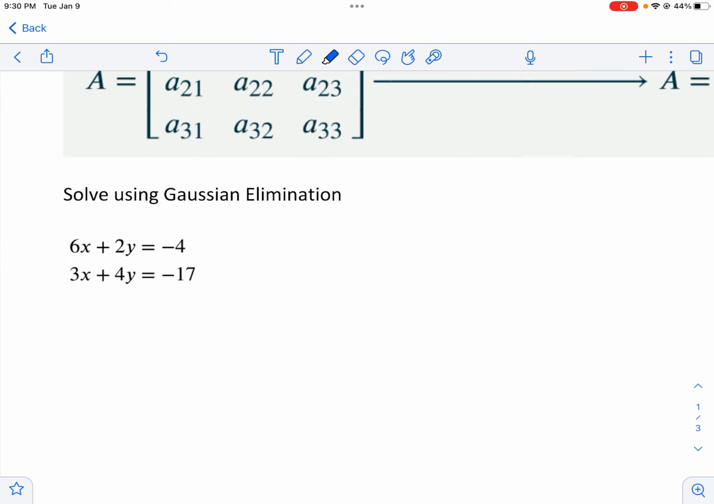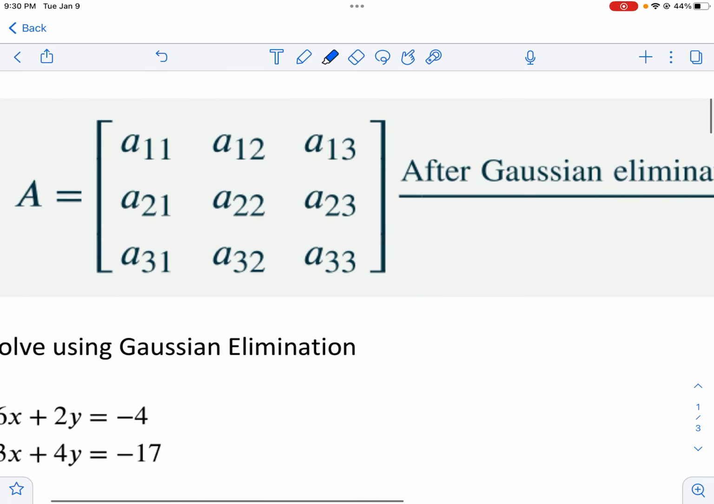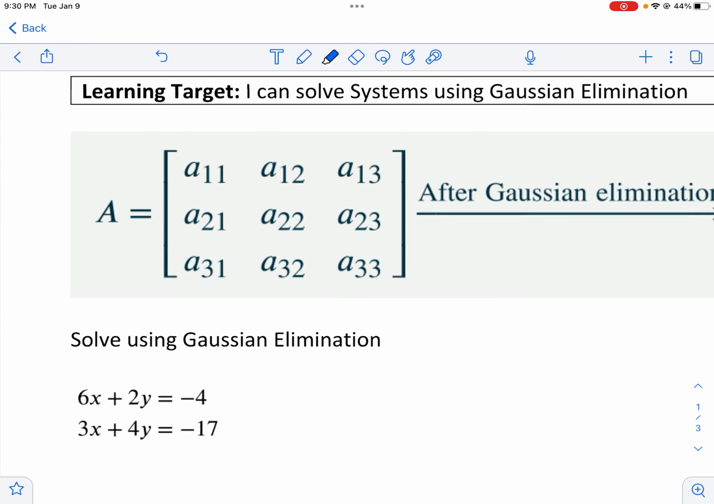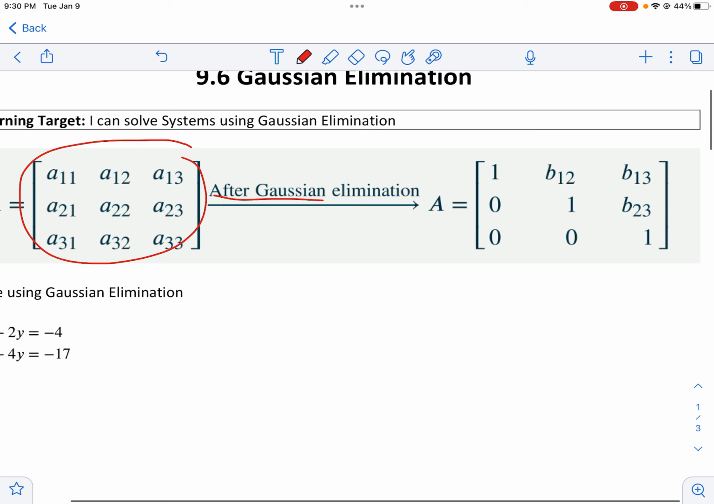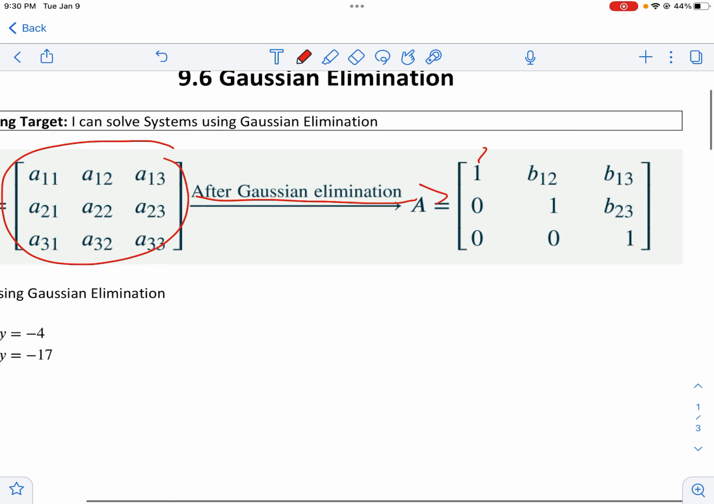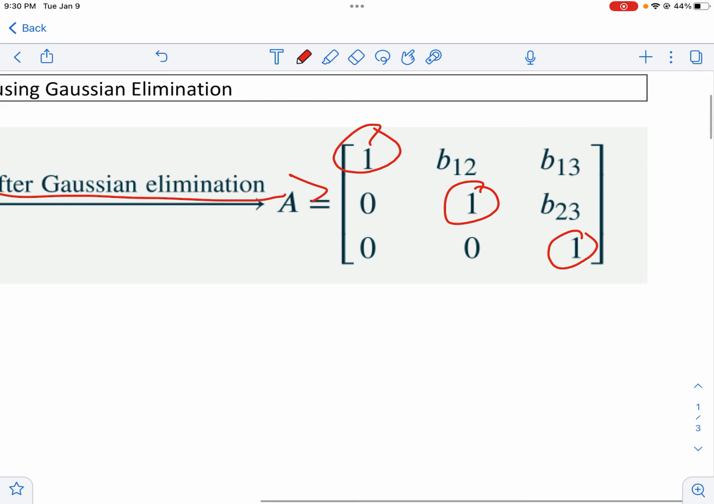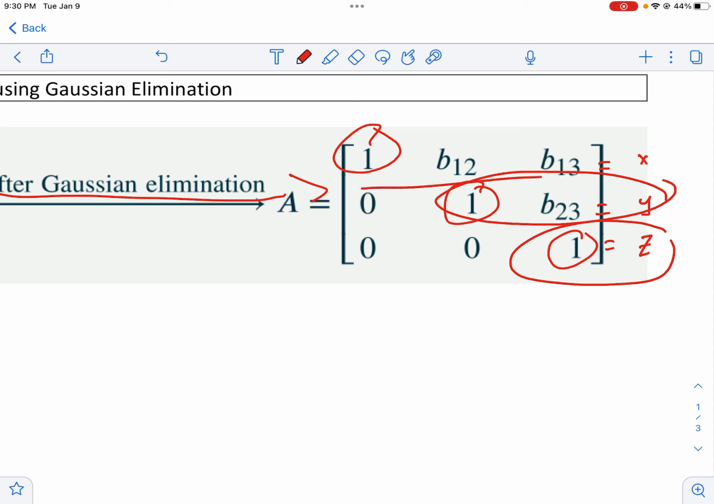So the idea is, if you have a matrix that looks like this, and you can turn it into something that looks like this, where the first value is a 1, the middle one is a 1, the last one is a 1, you can get the answer, because this is equal to x, y, z. If you can get it in this form, you're going to be able to find what z is, and then from z you can find y, and then from y you can find x.